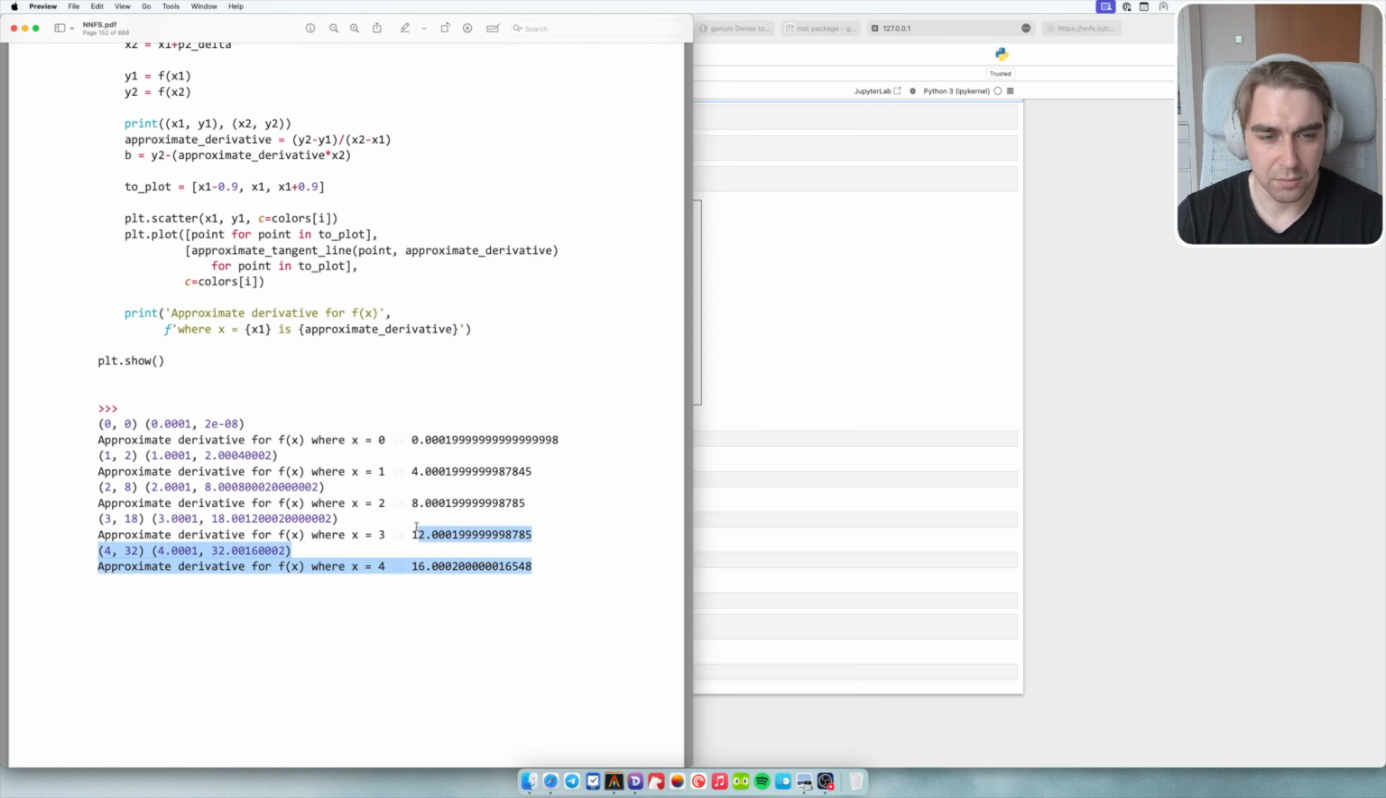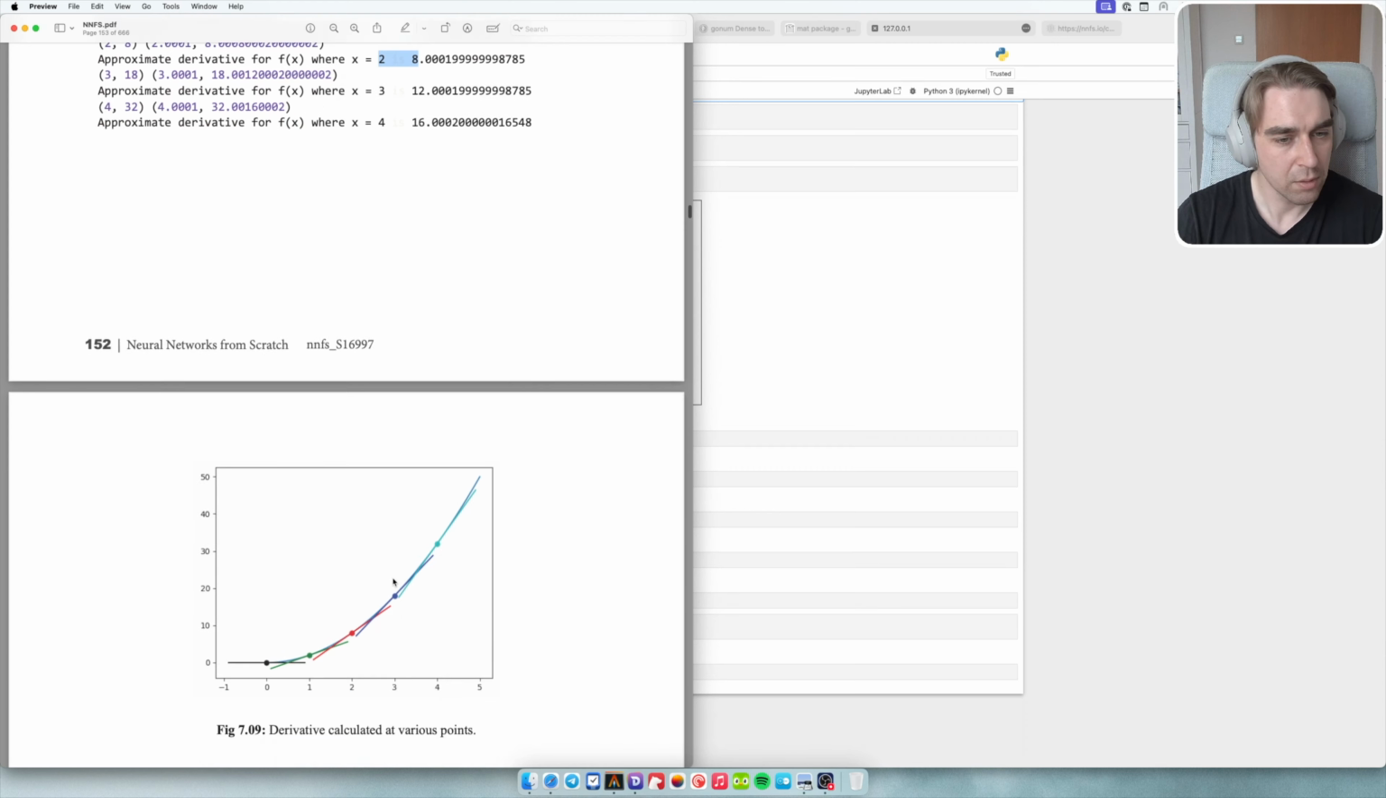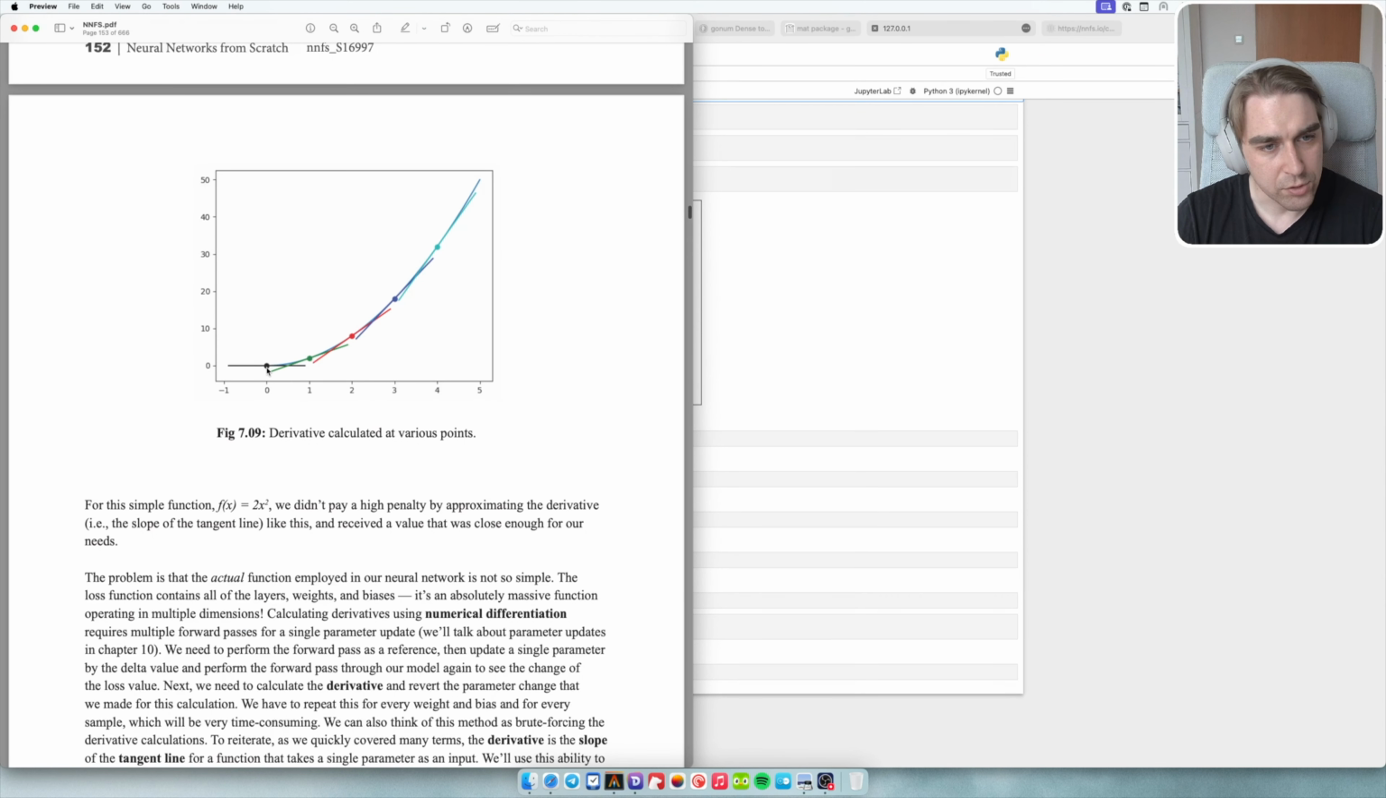And actually, even seeing the input and the output, you can guess the correlation between them. So yeah, this is for the 0, for the 1, for the 2, 3, and 4. So for example, this one had the slope or m value equal to 16. For the simple function, we didn't pay a high penalty by approximating the derivative like this, and received a value that was close enough for our needs.